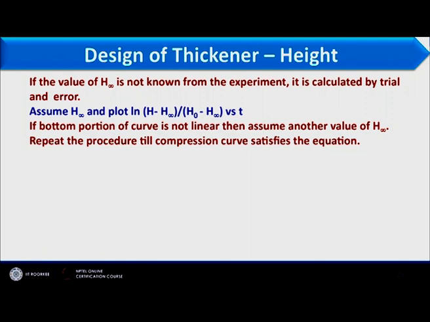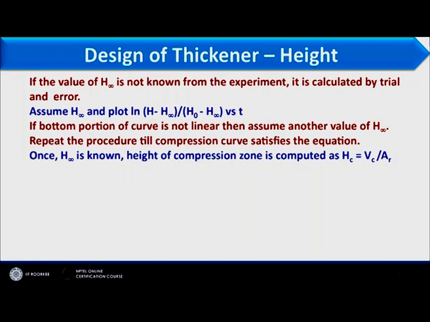Otherwise, we have to take a new value of H infinity and draw this semi-log graph and observe the tail of it, which should be linear. When it becomes linear, we consider that H infinity value as the correct value. So once H infinity is known, the height of the compression zone is calculated as Hc, which is equal to Vc by Ar, that is, the volume of the compression zone divided by the cross sectional area. The corrected height of the tank is Hc dash, which is equal to Hc into 1.75. 1.75 is the correction factor.